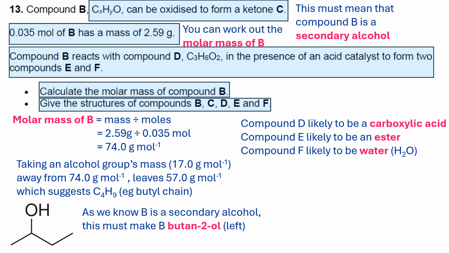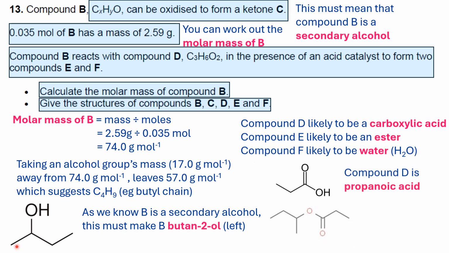Looking at compound D again, you can see that it's got 3 carbons. So 3 carbons would mean that it's going to be propanoic acid. That means that our ester is going to be 2-butyl propanoate, and our compound F is going to be water. Now E or F could be the other way around, couldn't they? They could have F as the ester and E as the water. Either would be acceptable in this question.